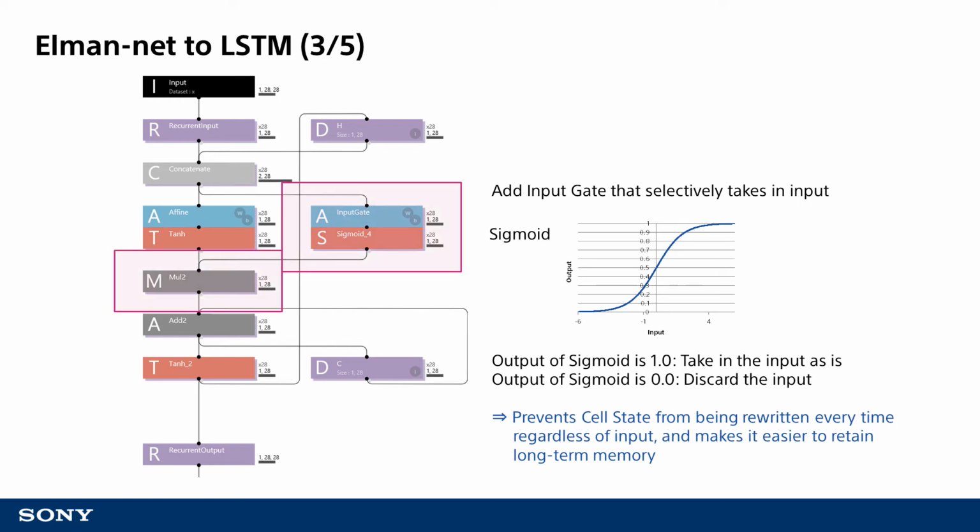In other words, the input gate determines whether the data input by affine and sigmoid should be stored or not, and if it should be stored, it opens the gate and stores it in the cell state, or if it should not, it closes the gate and retains the previous cell state value.